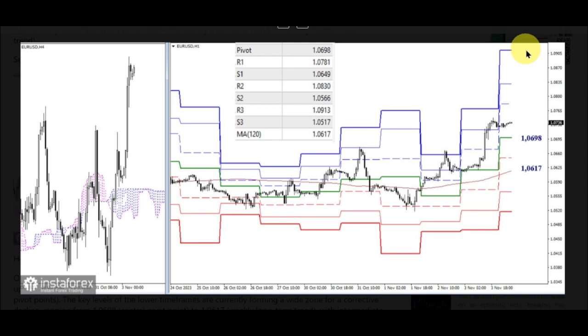The key levels of the lower timeframes are currently forming a wide zone for a corrective decline, ranging from 1.0698 central pivot point to 1.0617 weekly long-term trend, with intermediate support potentially provided by S1, 1.0649. A secure consolidation below these key levels and a reversal of the moving average will influence the current balance of power on the lower timeframes.